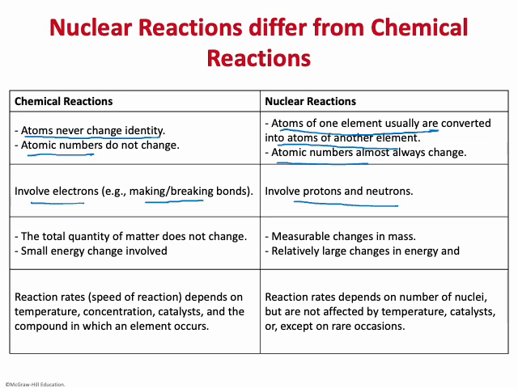In chemical reactions, the total quantity, meaning the mass or the matter, never changes. Law of conservation of mass. Mass of products is the same as mass of reactants. There is a small change in energy. For example, you might remember exothermic reaction or endothermic reaction, right? So there is a small energy involved.